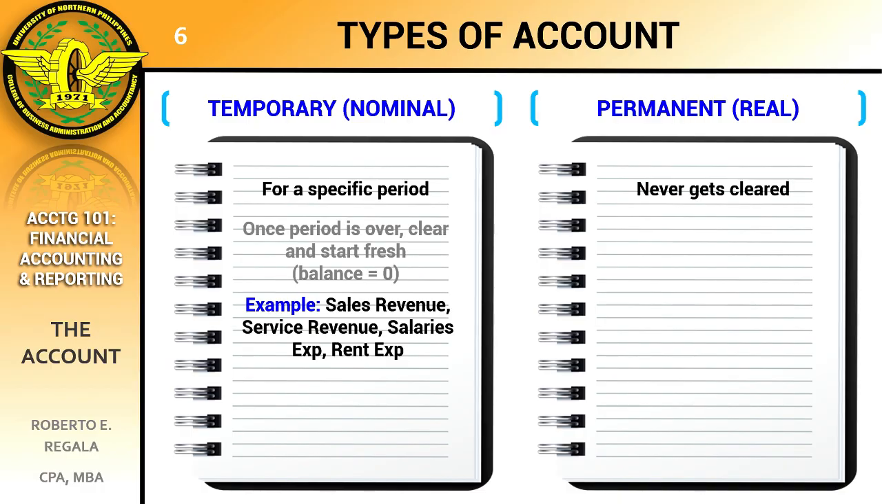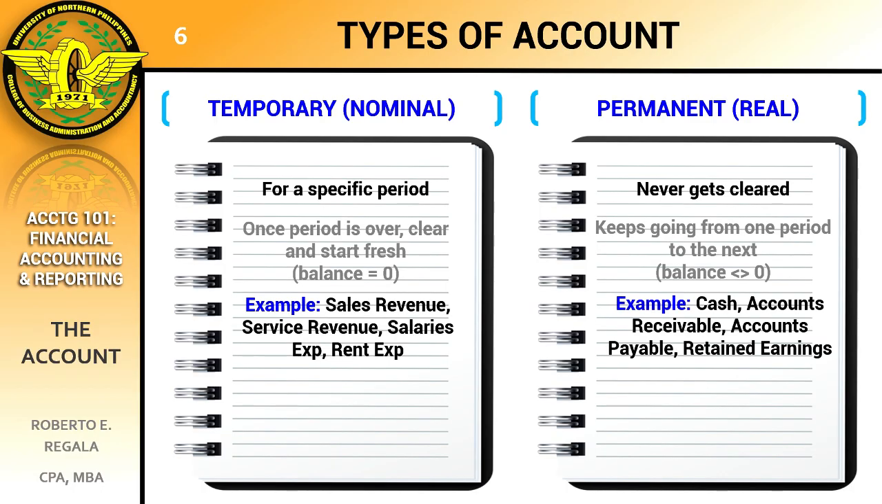These accounts are the stuff of the accounting equation and the balance sheet. They show the company's financial health, and they keep going from one period to the next. They include what you own, or assets, what you owe, or liabilities, and your overall worth, or equity. Examples of permanent accounts include assets like cash, accounts receivable, and equipment, liabilities like accounts payable and loans payable, and equity like retained earnings and common stock.